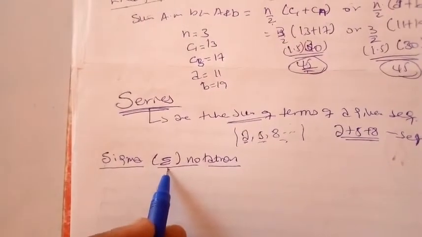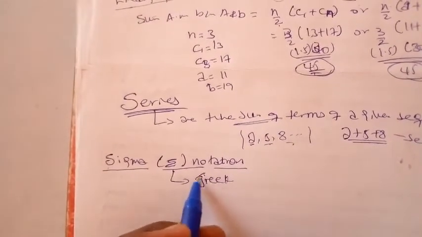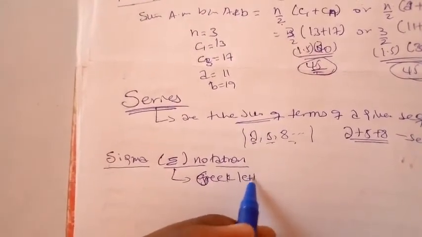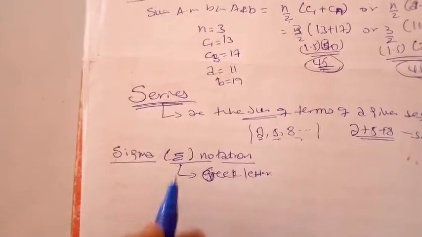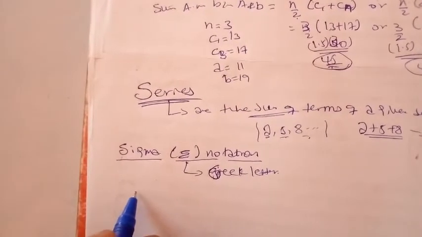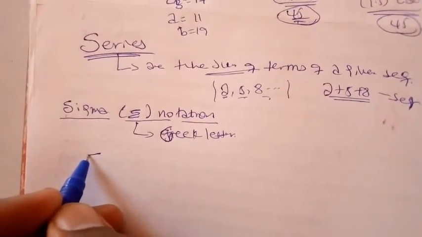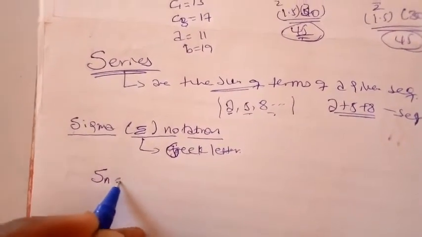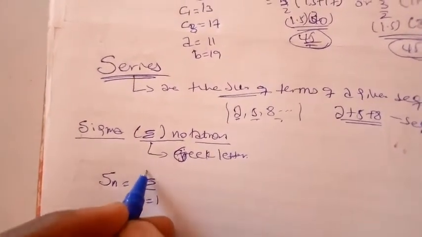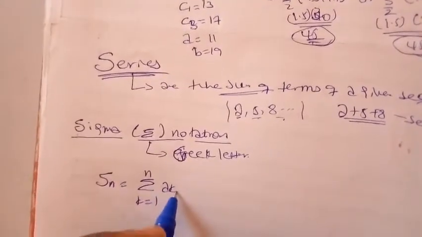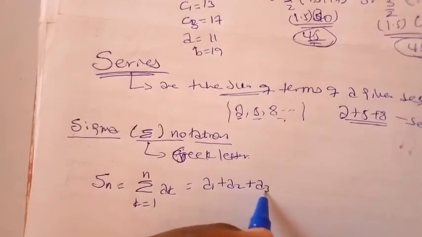Sigma notation. Sigma is a Greek letter, and it is used to write all terms of infinite and finite series. For example, it has a general expression: Sn is equal to summation, or sigma notation, k is equal to 1 to n of ak. This means a1 plus a2 plus a3 up to an.